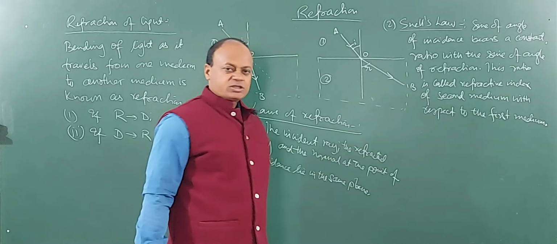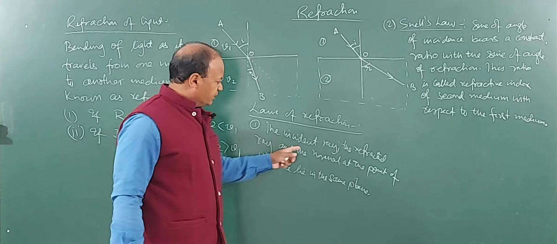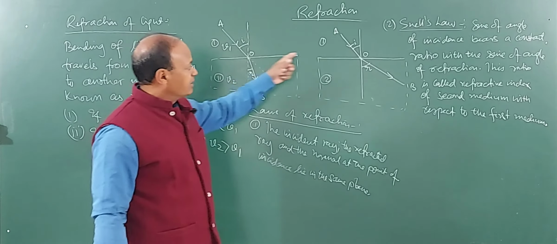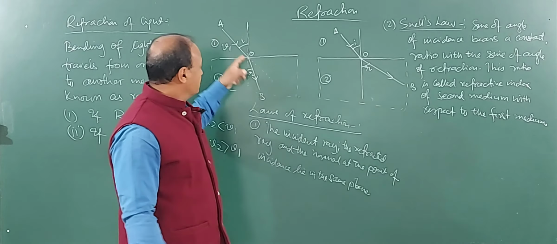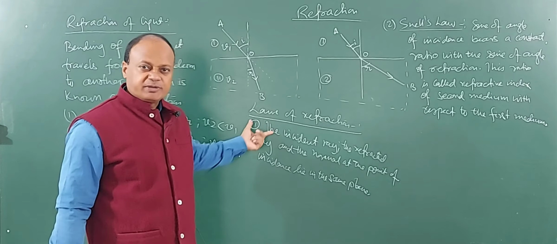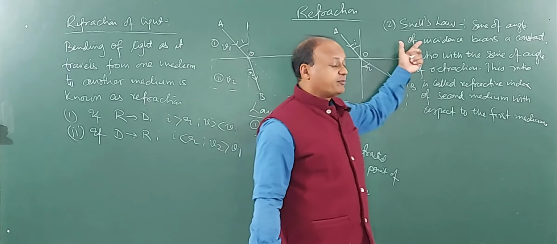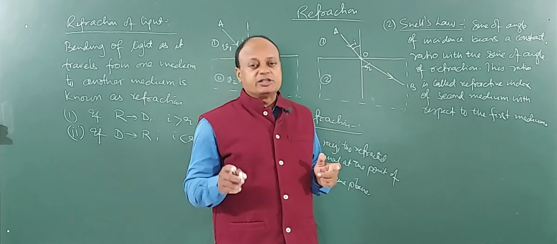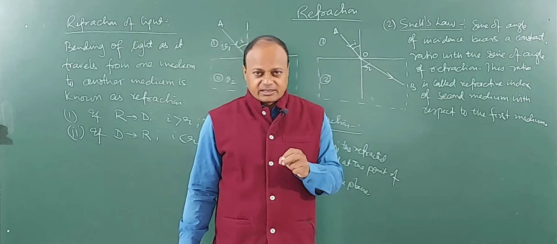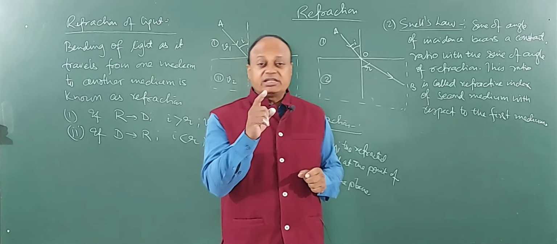So here are the two laws: the incident ray, the refracted ray, and the normal at the points of incidence, they lie in the same plane. As you can clearly see in the two diagrams, all the three elements, the incident ray, the normal, and the refracted ray, lie in the same plane, which is plane on the board. Now the second law, which is called Snell's law, is very important one. The sine of angle of incidence bears a constant ratio with sine of angle of refraction, and this ratio is called refractive index of medium 2 with respect to medium 1.